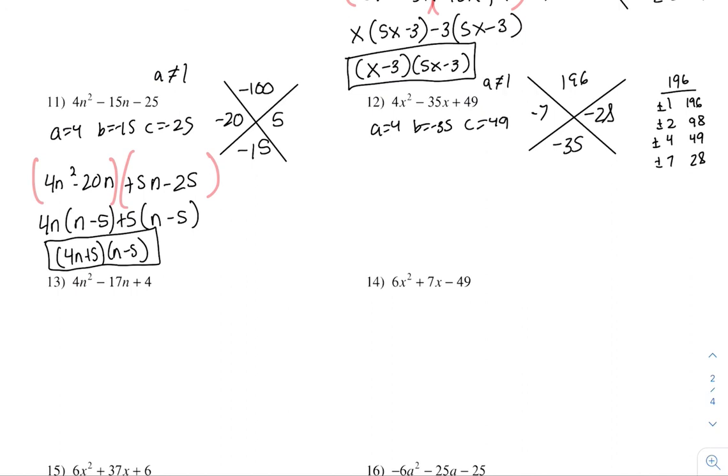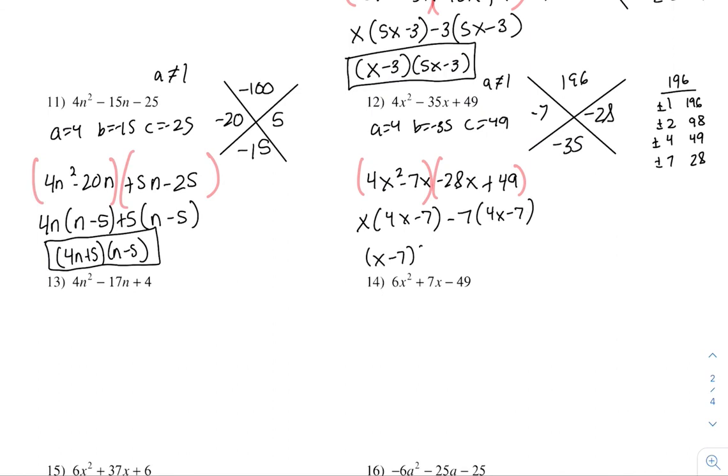A is not 1, so then we write the first term, write down the last term, and then the middle is just negative 7x minus 28x. Group. First set of parentheses, factor out an x, so we get 4x minus 7, and second set of parentheses, you can factor out a negative 7. So we get 4x minus 7. Factor out 4x minus 7 from both, and we get voila. So that's the rest of that.